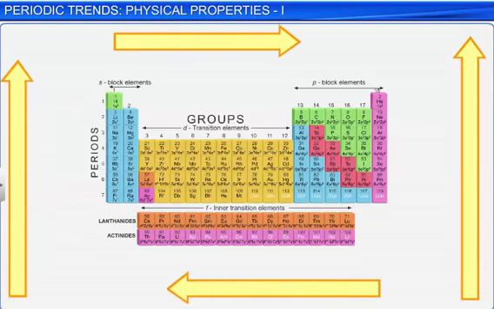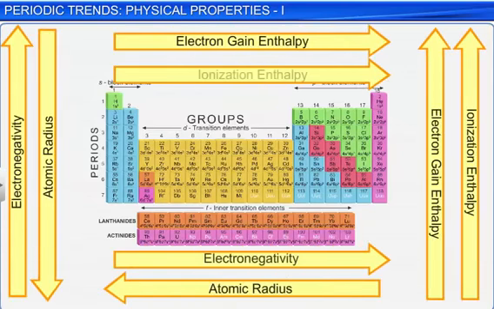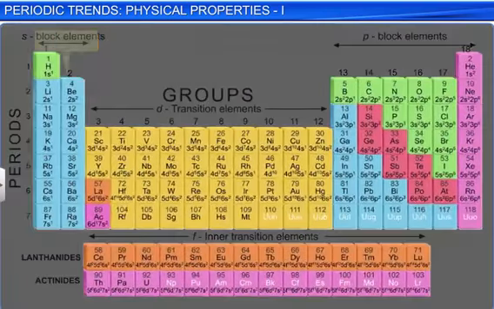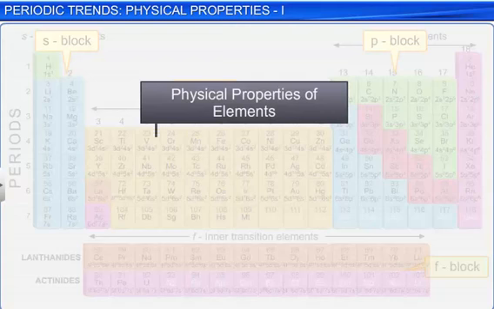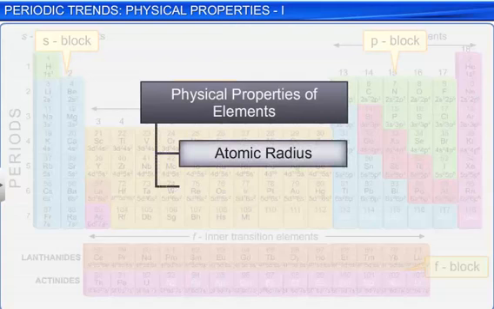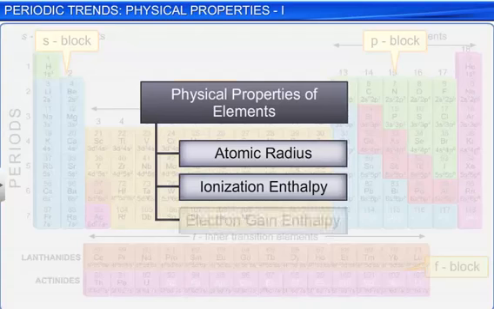A gradation in their physical and chemical properties is attributed to the arrangement of elements with respect to their electronic configurations. In this particular module, you will learn about the periodic trends in physical properties such as atomic radius, ionization enthalpy, electron gain enthalpy, and electronegativity.